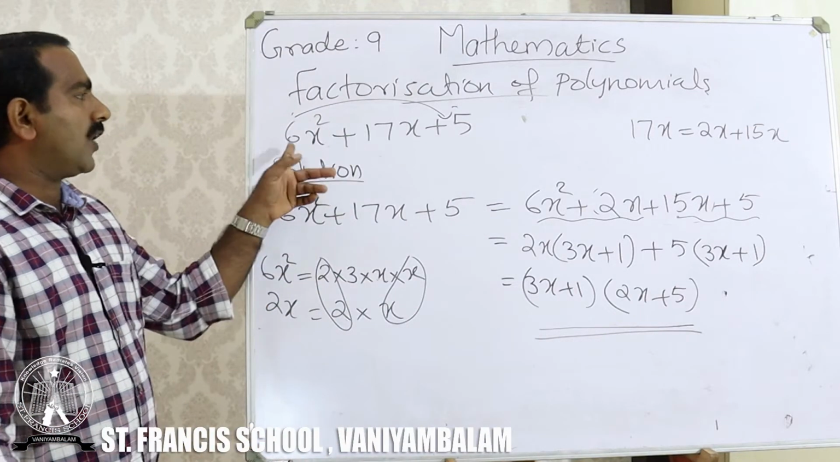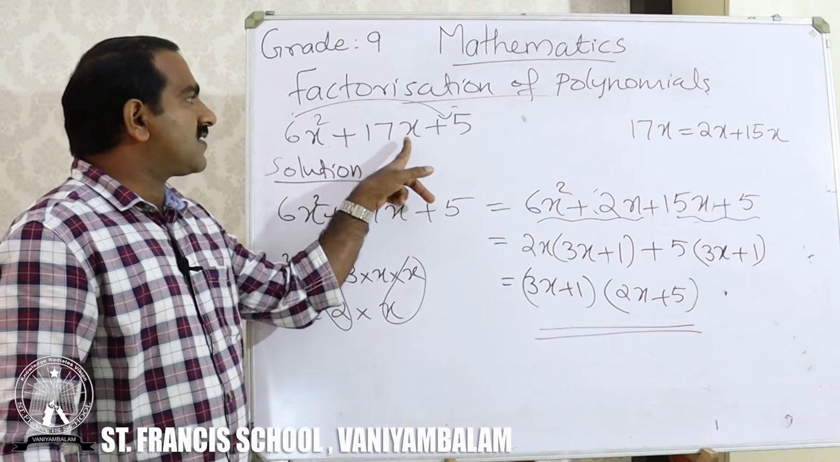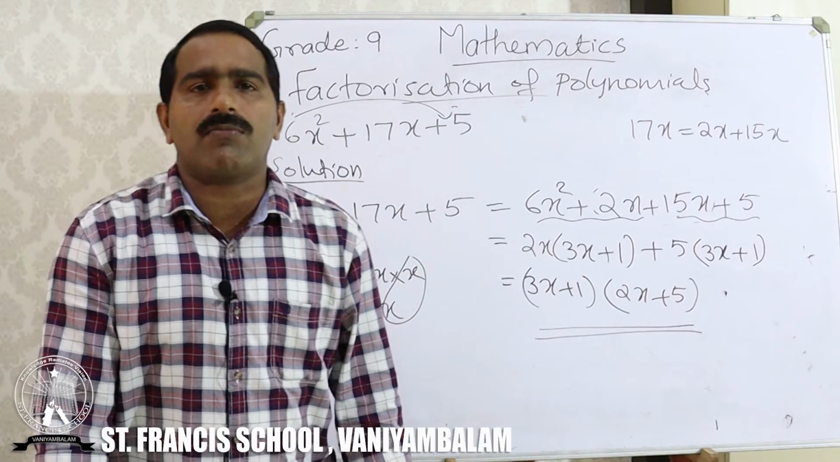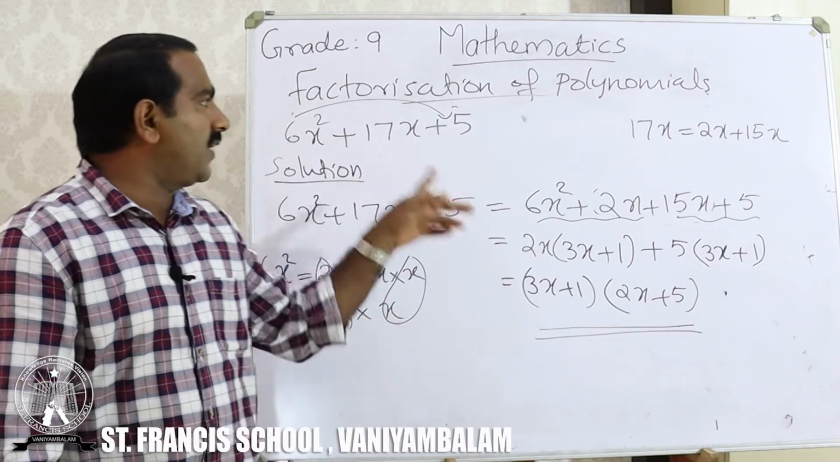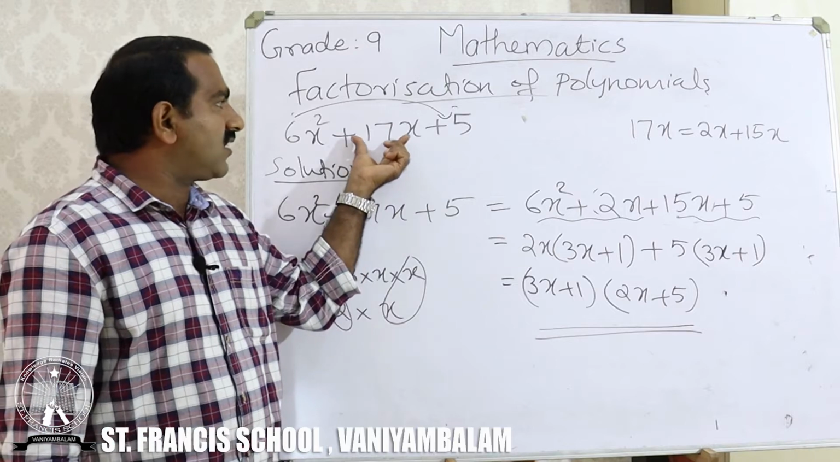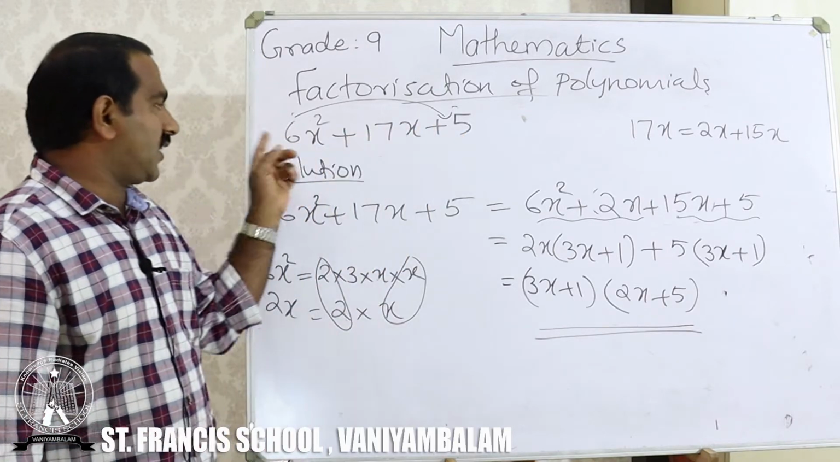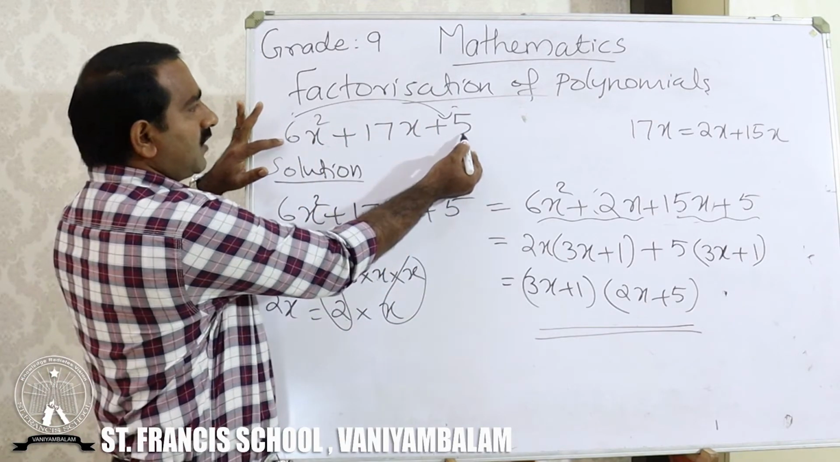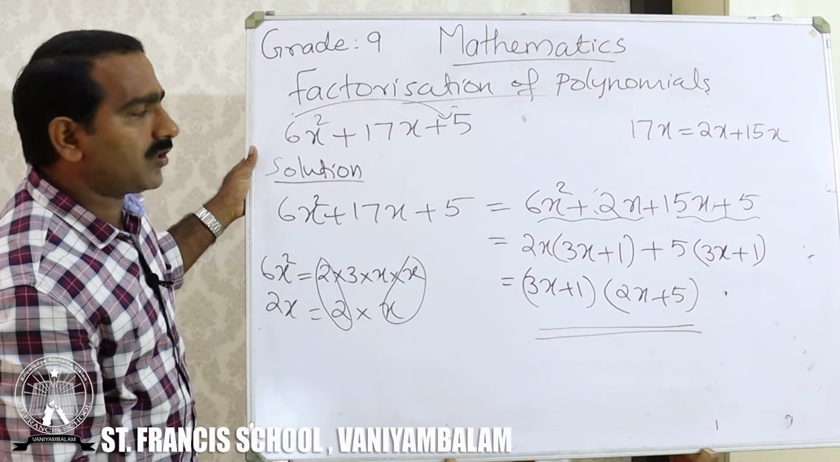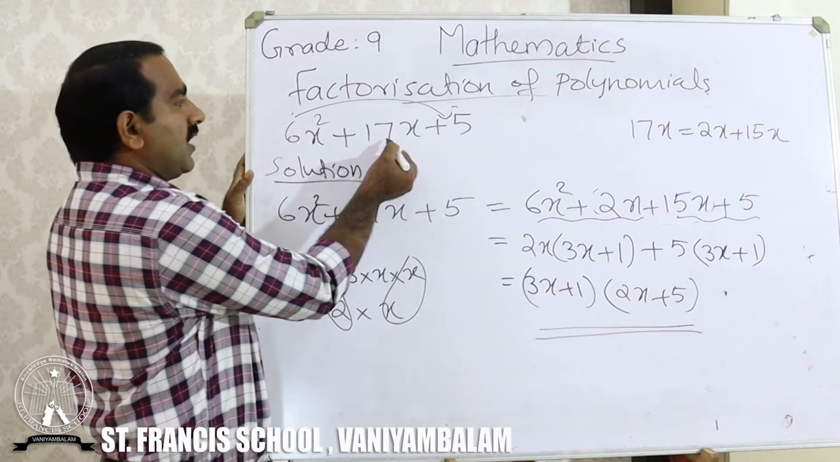Once again, the polynomial is given: 6x square plus 17x plus 5. We are going to factorize this polynomial by splitting the middle term. We know the middle term is 17. Now we have to find factors of 30. We have to multiply 6 and 5, that is product 30, and the sum should equal 17.